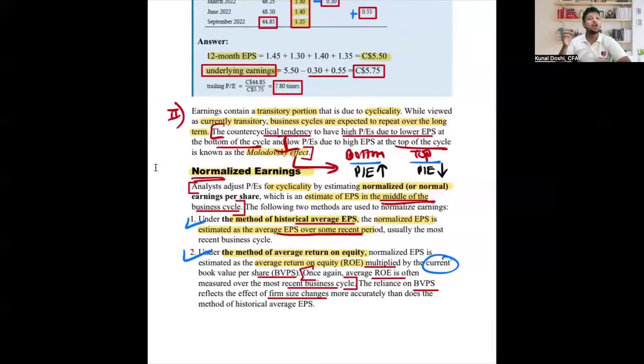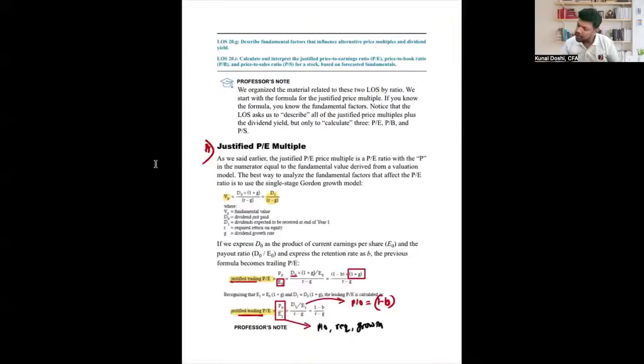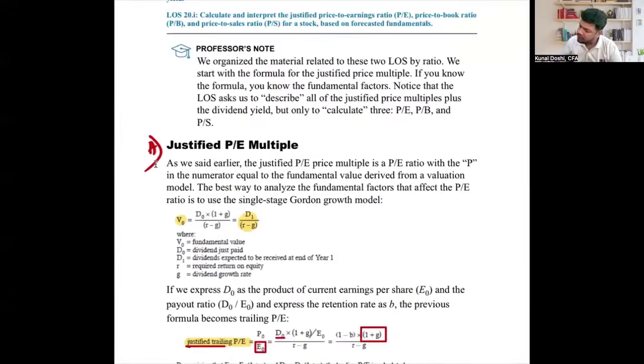This is going to be your normalized earning. These earnings you need to adjust in case they ask so. Got it till this point? Okay. Now our focus will be on all the formulas of justified P, which I have already covered.